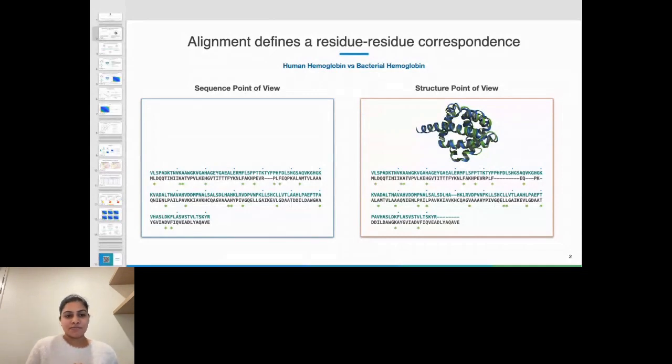So I'll start from the beginning. An alignment is an assignment of residue-residue correspondence between pairs of proteins. It gives you a hypothesis of the relationship between proteins at the level of amino acid residues. These alignments can be based solely on their sequences or their structures. For instance, what you see here is two alignment hypotheses between human and bacterial globins using the sequence information on the left-hand side and structure information on the right-hand side.